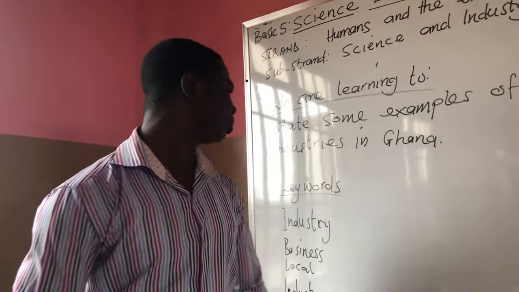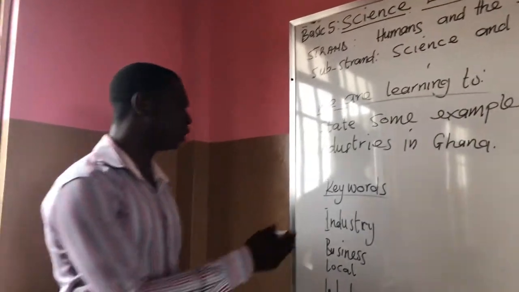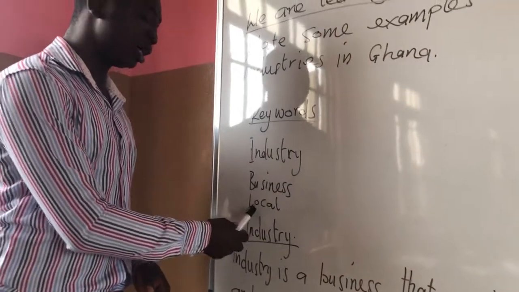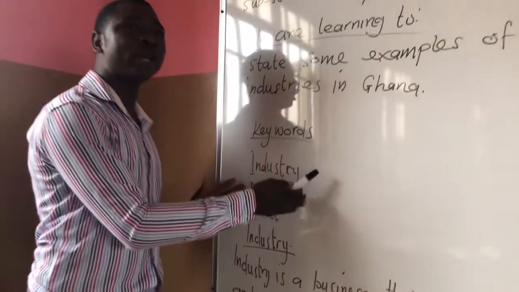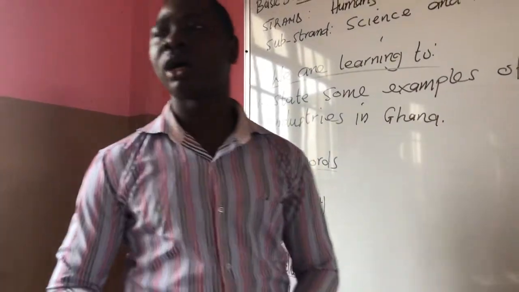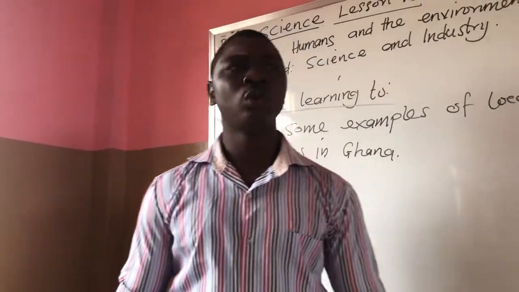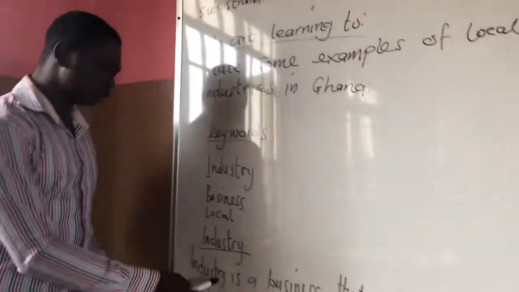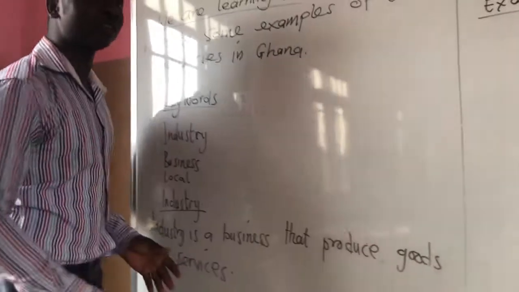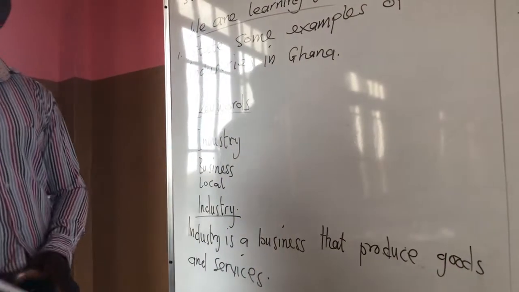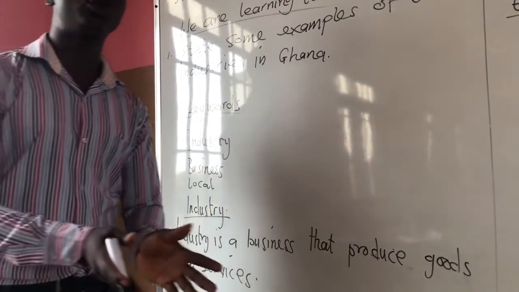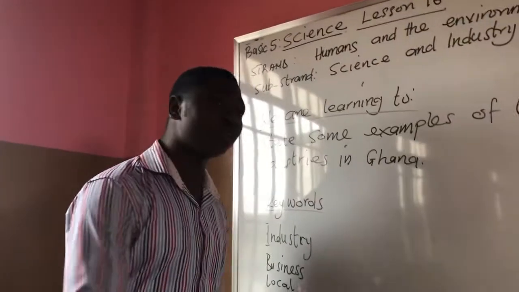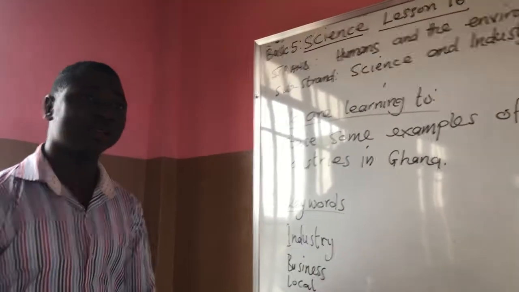Let's talk about industry. First of all, let's take our keywords: industry, business, and local. These are some of the words we may meet in our learning. What is the meaning of industry? Industry is a business that produces goods and services. Any business that can produce goods for our consumption, that business is an industry.